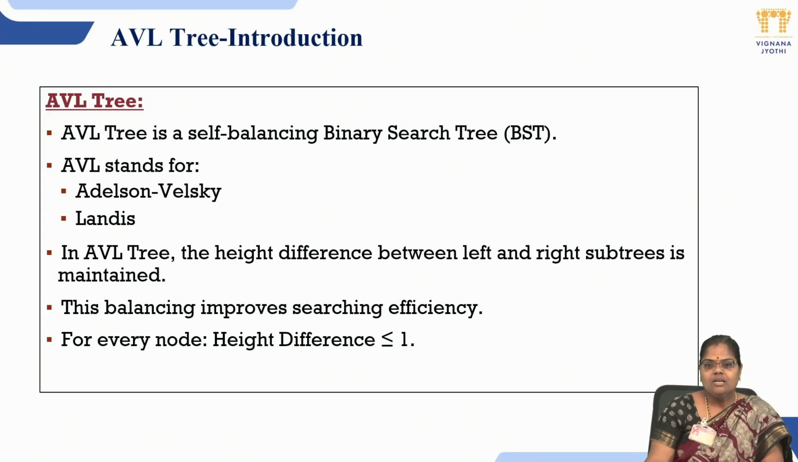The basic concept in AVL tree is that the height difference between the left and right subtree is to be maintained with the help of a feature called balance factor. So in the next slides we will see what a balance factor is. Now the reason for balancing this is it improves searching efficiency. So we try to maintain a height difference which is less than or equal to 1. When we say the height difference is less than or equal to 1, it means it can be -1, 0, or 1.